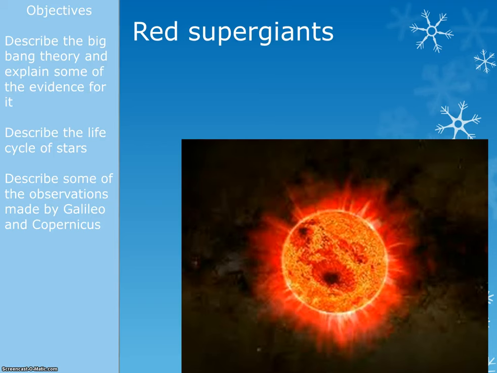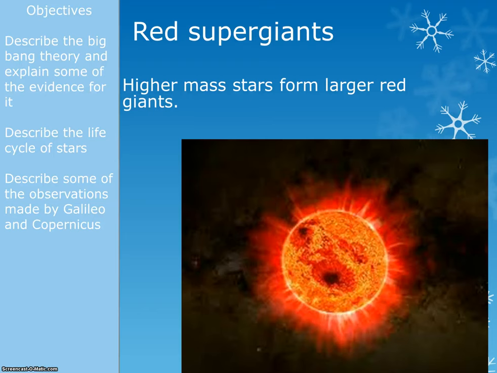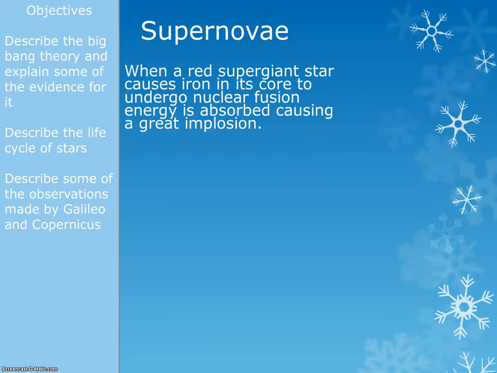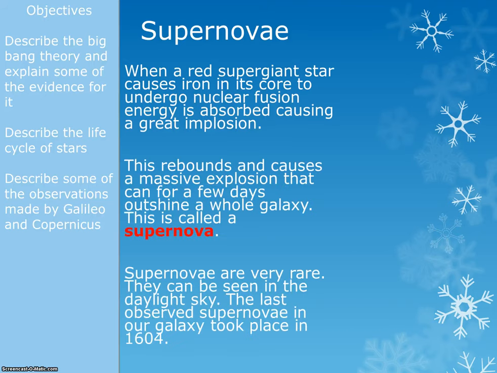Now, if we've got a really, really big star, so much bigger than our star, it can become a red supergiant instead of a red giant. So this is an alternate route depending on the size of the star. So after its main sequence, if it's really big, it becomes a red supergiant. After being a red supergiant, it undergoes what we call supernova.